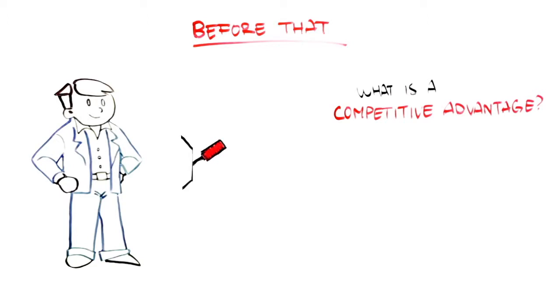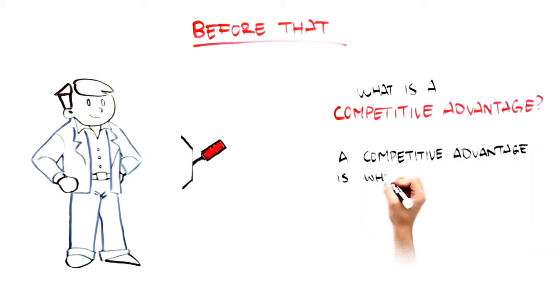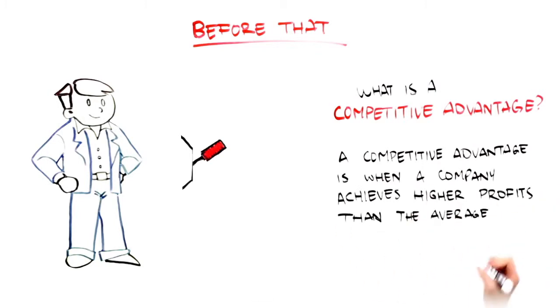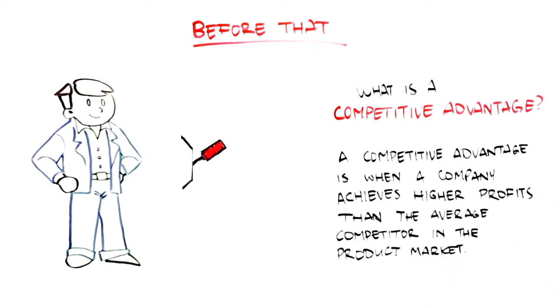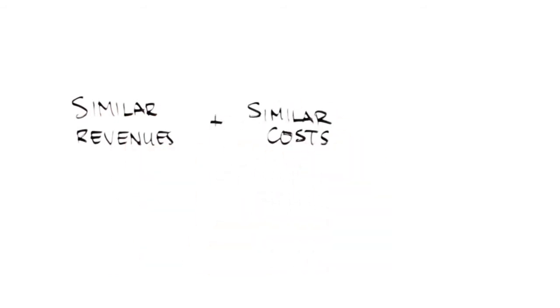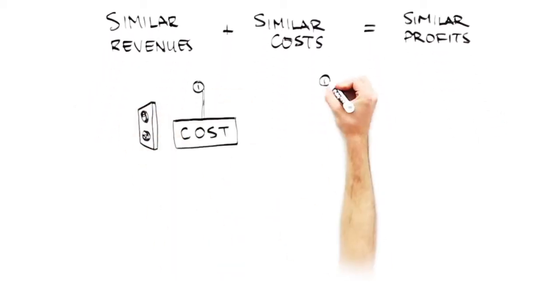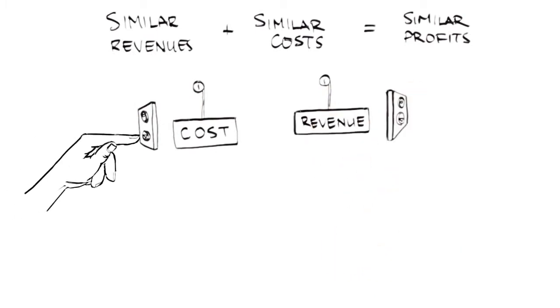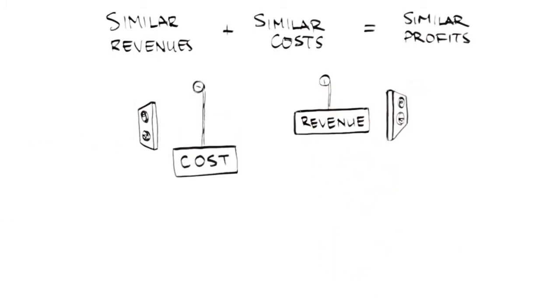For the purposes of this lecture, a competitive advantage is when a company achieves higher profits than the average competitor in the product market. Consider 2 companies that have similar revenues and similar costs, and therefore similar profits. Well, the focal firm can achieve a competitive advantage in one of 2 ways. First, this company can somehow drop costs while keeping revenues constant. In this case, the focal firm now achieves a competitive advantage due to lower costs.